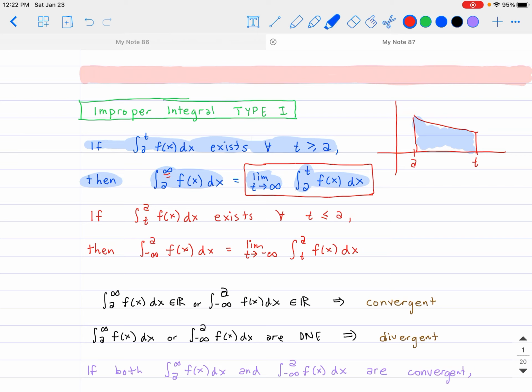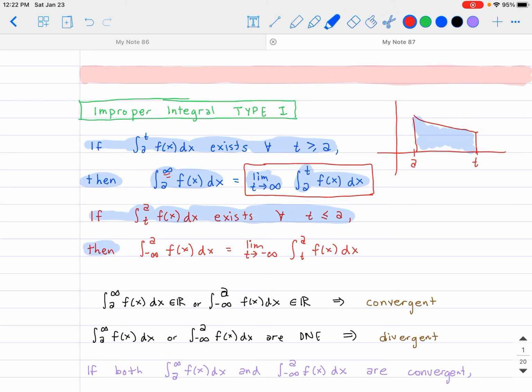For the second part, it says if you're going to the left to negative infinity, it is the same thing. That is to say, if the integral from t to a of f(x) dx is going to be defined or exist for all values of t that are less than or equal to a, then you can write the following.